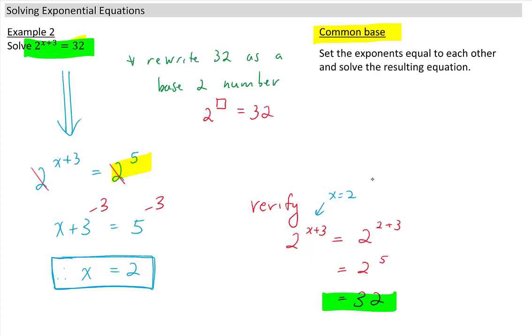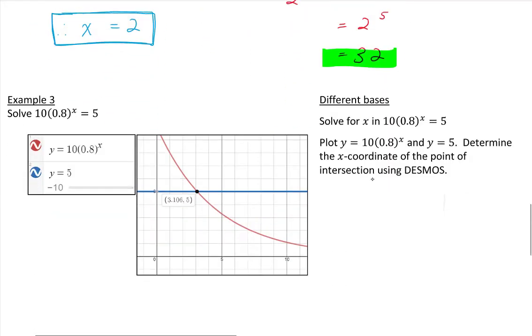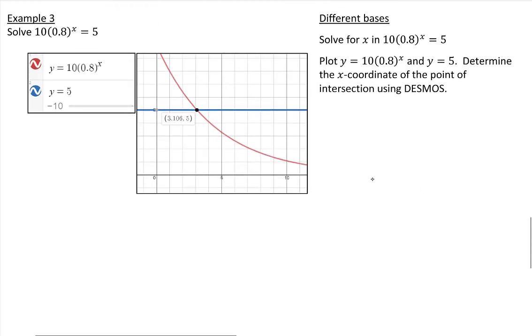and examples like this will be ones that you will be asked to solve algebraically. The second method is when we have different bases and you'll be asked to solve using Desmos or solve graphically. All you do is take your two parts of the equation. So for example, this part here is y equals 10 times 0.8 to the exponent x, and your second part here, y equals 5.